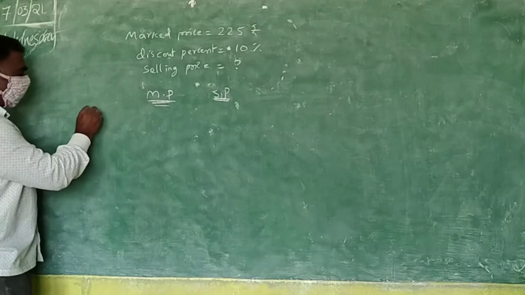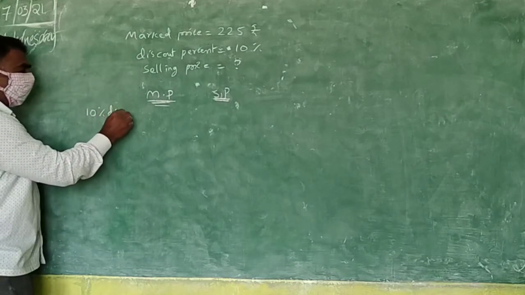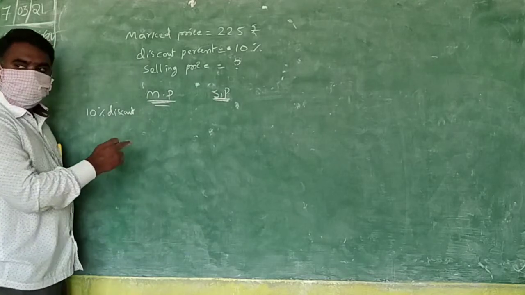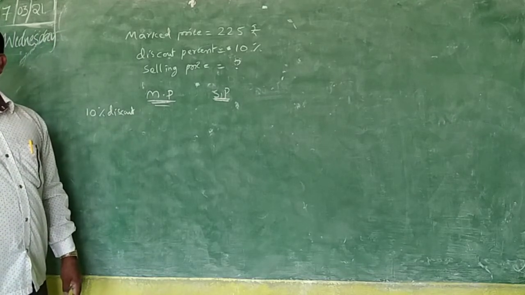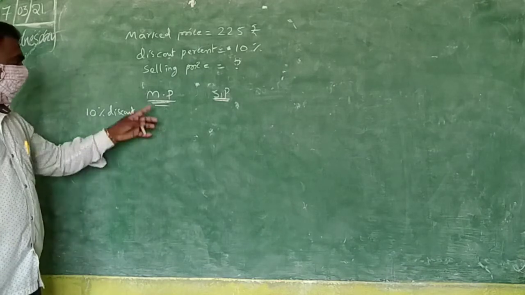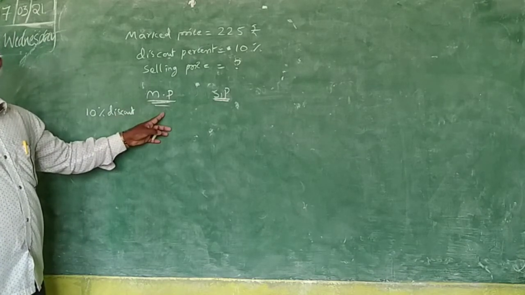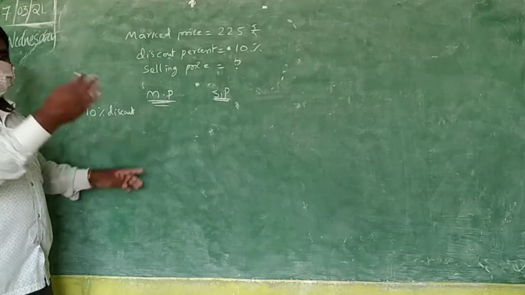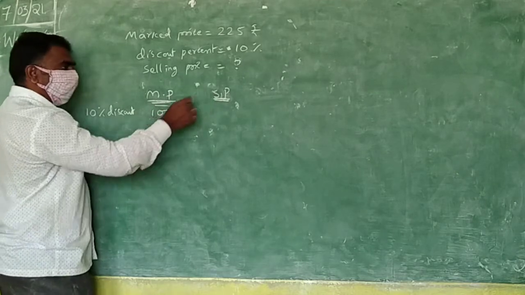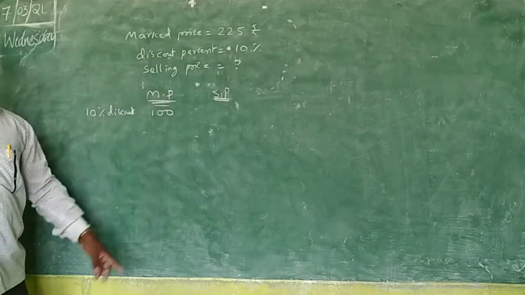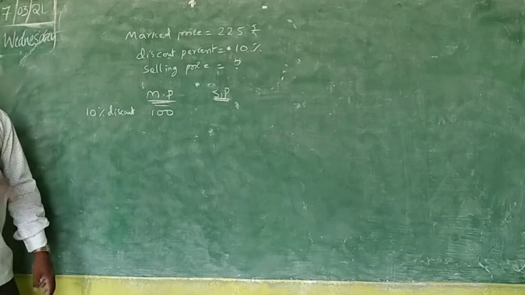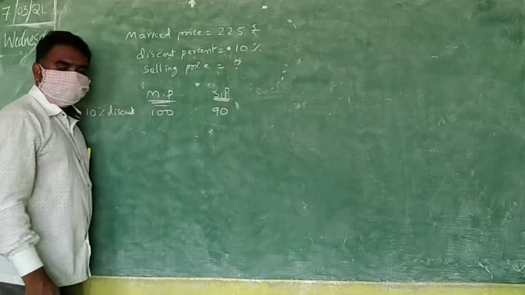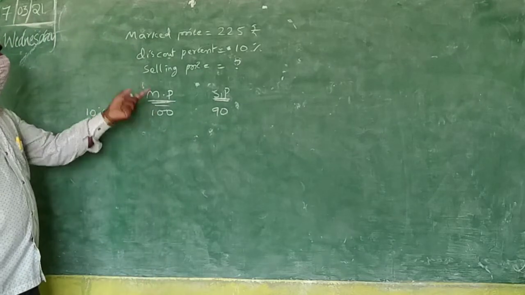So what do you know here? 10% discount means what do you write? 10% discount means what will be the market price? 100. Discount is on the market price, no? That's why the market price will be 100. In that, after a discount of 10%, what will you get? 90. What is the meaning of discount? Decrease. Decrease means it is going to become 90.